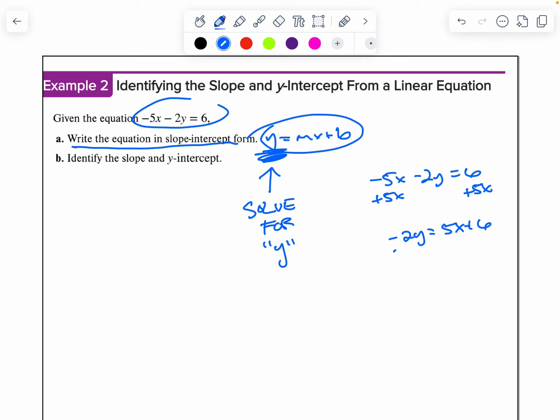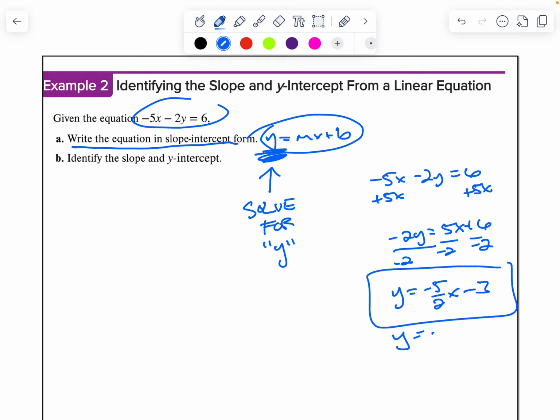The next thing, to get y by itself, I can divide by negative 2. I'm going to divide everything by negative 2. That gives me y equals negative 5 over 2x minus 3. Notice that is in the form y equals mx plus b. That's slope-intercept form. That answers question A.